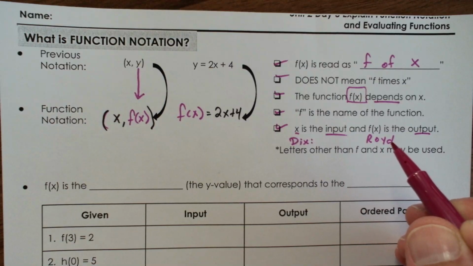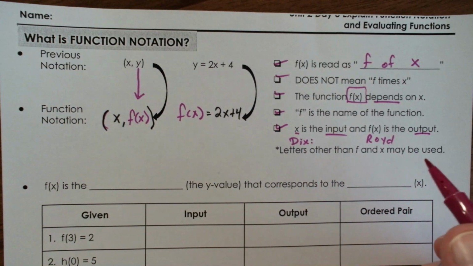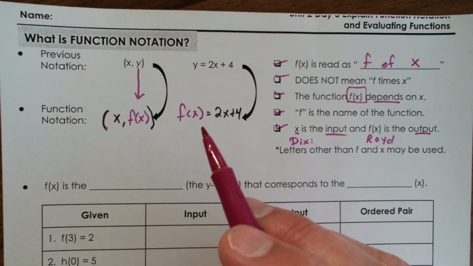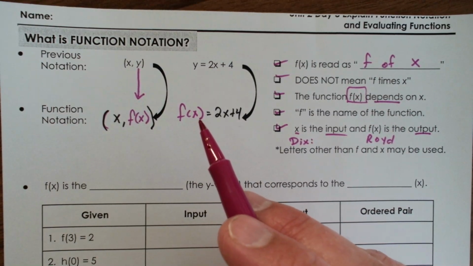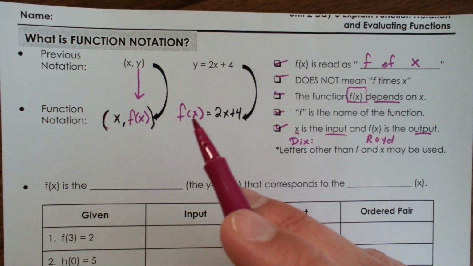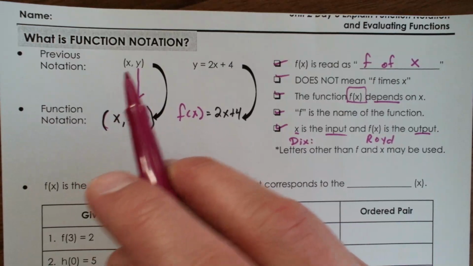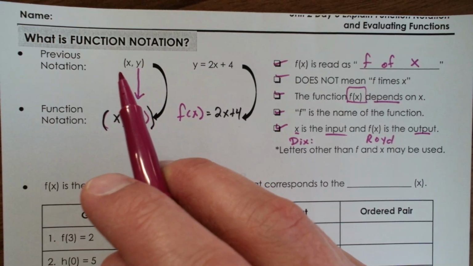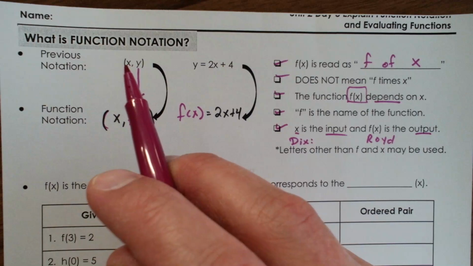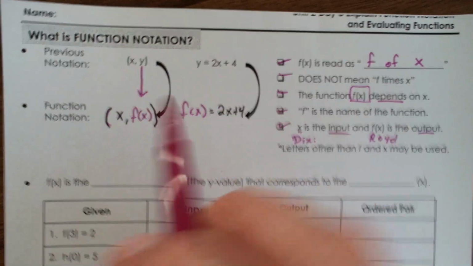It's your dependent variable. And of course, letters other than f and x may be used, but f and x are going to be the most common. When we start naming them for different real world situations is when we use different letters. Just like we did here, we always used x and y until we started talking about things like the price of bananas, and then we would have bananas and cost, so b and c or something like that.